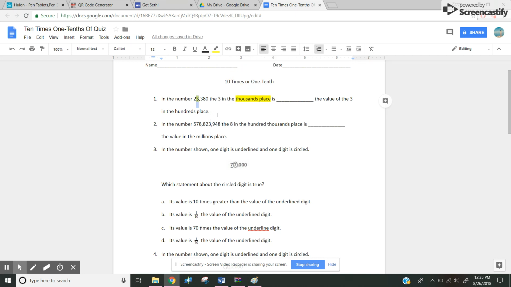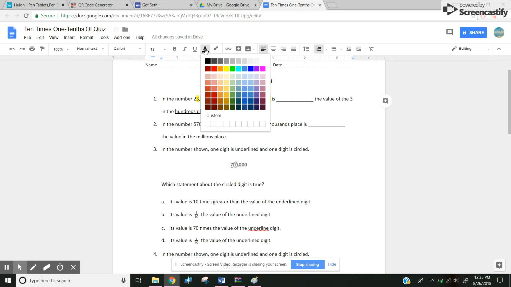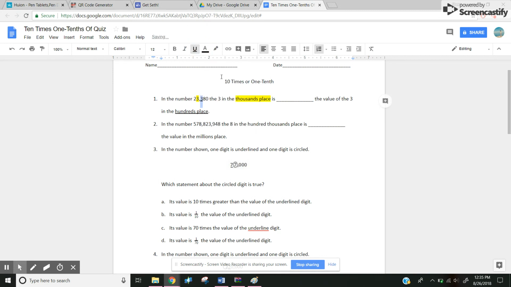And then next, we look at the second place value we see, which is the 3 in the hundreds place, and we are going to underline it. Okay, and then we're also going to underline the 3 in the hundreds place in our standard form. Oops, wrong one. Okay.